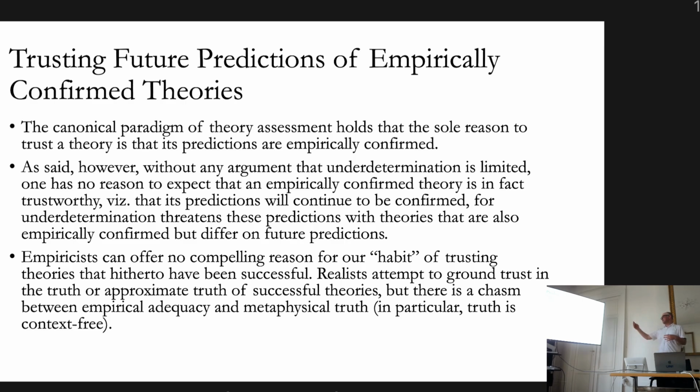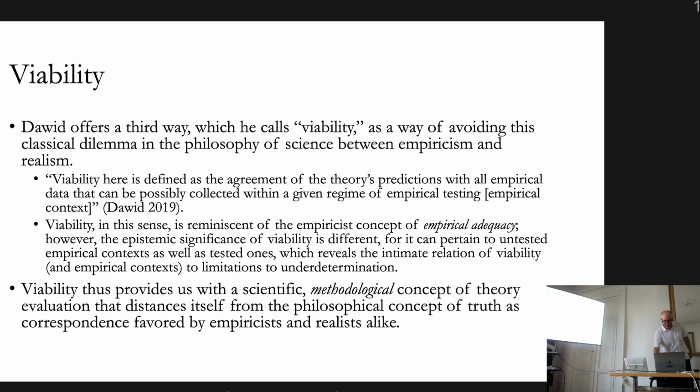But there's a massive chasm between the empirical adequacy favored by empiricists and metaphysical truth. In a way, though, both of them depend on truth, this context-free notion of truth. It's just that empiricists restrict it to observable things, and realists are willing to extend truth to theoretical objects as well.